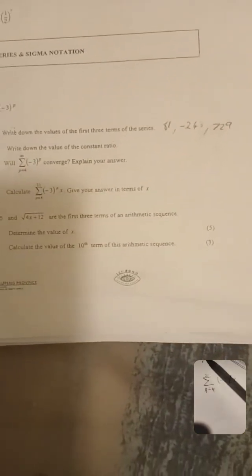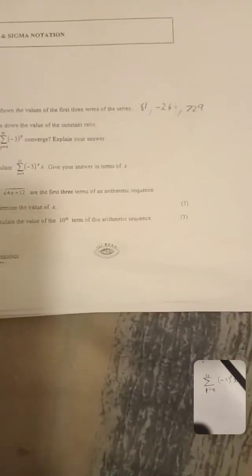To get the first term, you substitute this here, wasn't it? 4. Yes. Then you substitute every consecutive value. So after 4 you substitute 5, then after 5 you substitute 6, and you get your first 3 terms of the particular series. So you got those, 81, is that correct? Yeah, 81, negative 243, and 729. Yes, exactly.